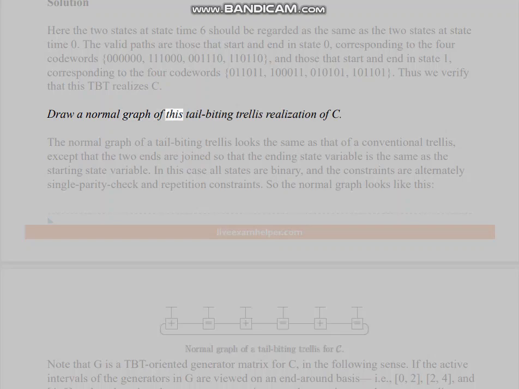Draw a normal graph of this tail-biting trellis realization of C. The normal graph of a tail-biting trellis looks the same as that of a conventional trellis, except that the two ends are joined so that the ending state variable is the same as the starting state variable. In this case, all states are binary, and the constraints are alternately single parity check and repetition constraints. So the normal graph looks like this.